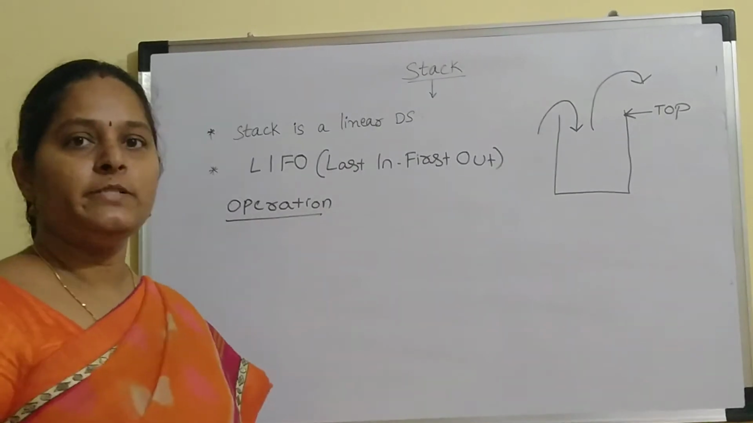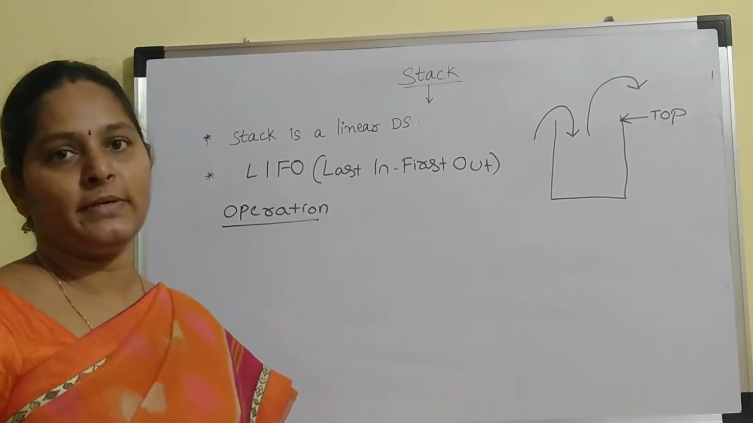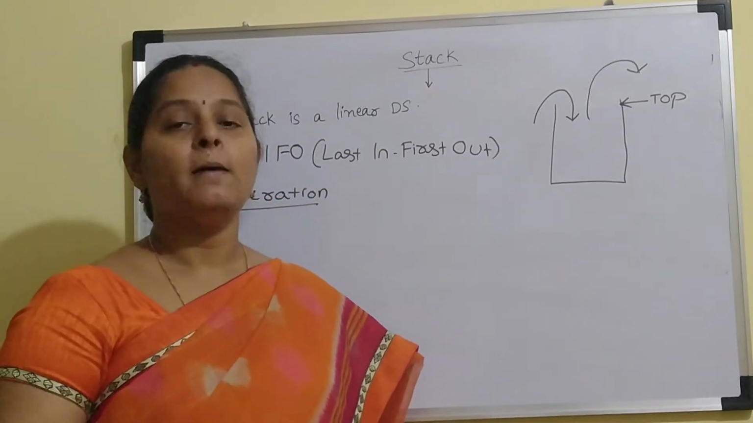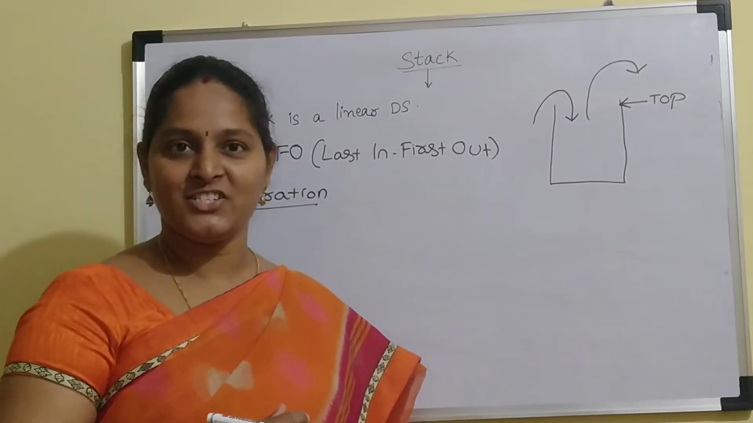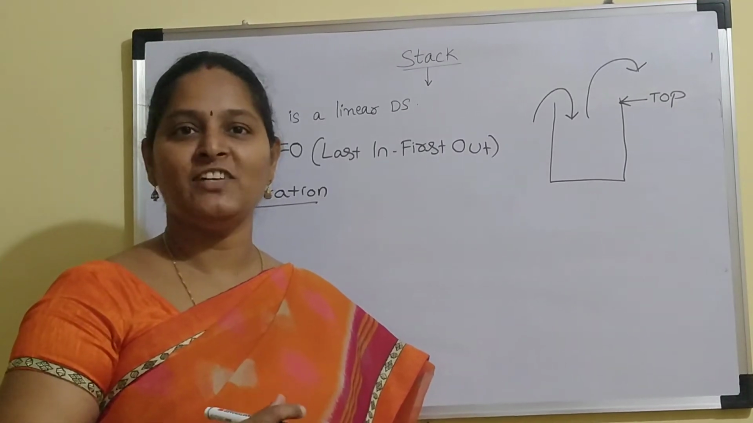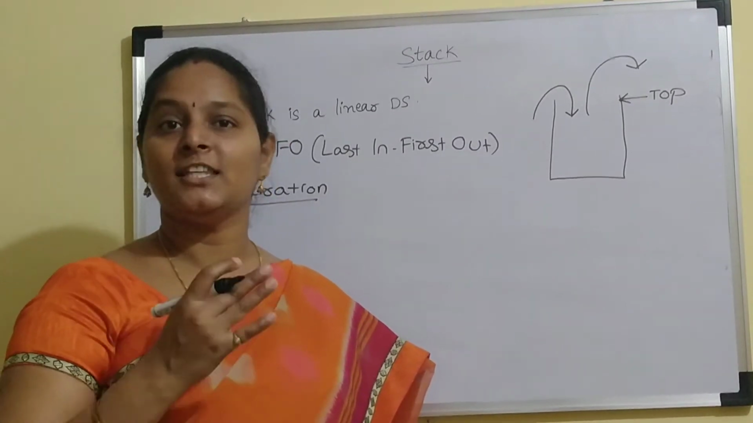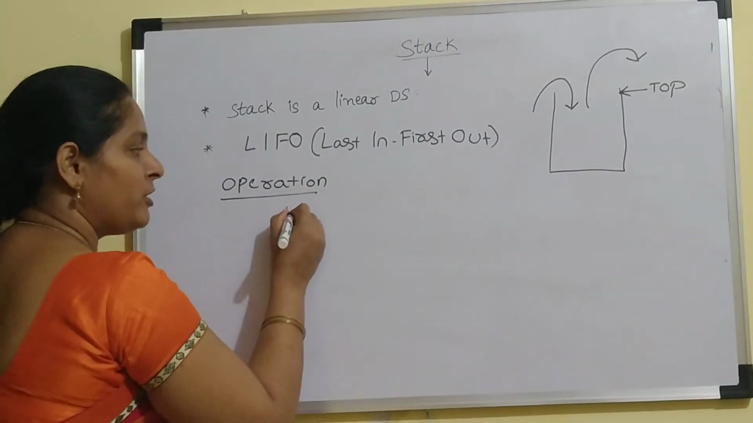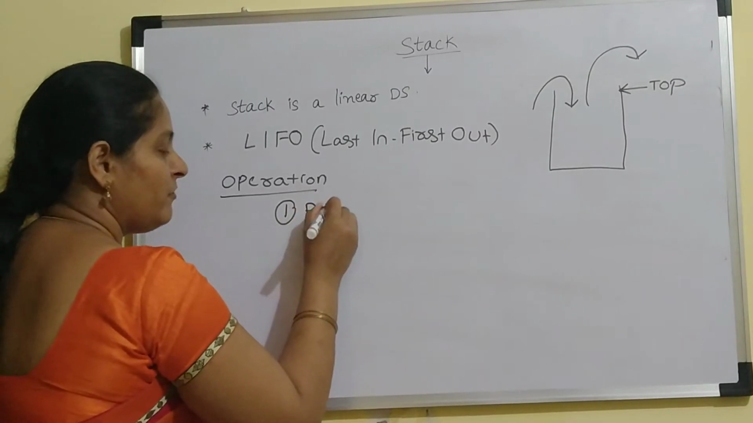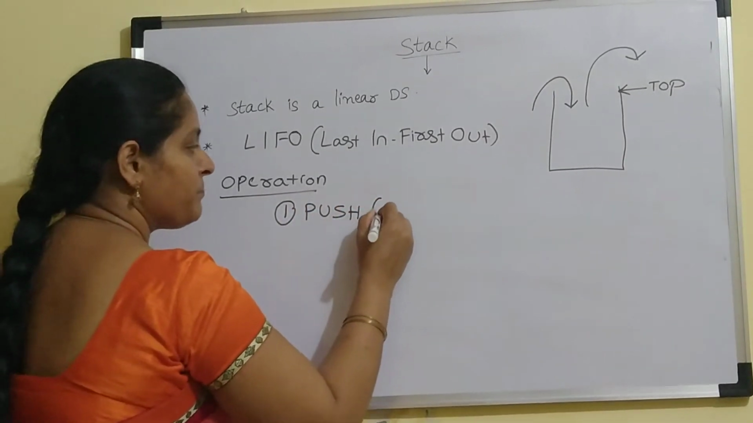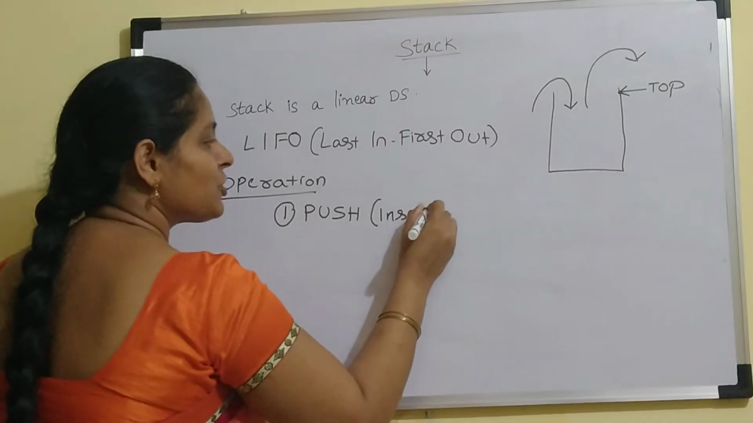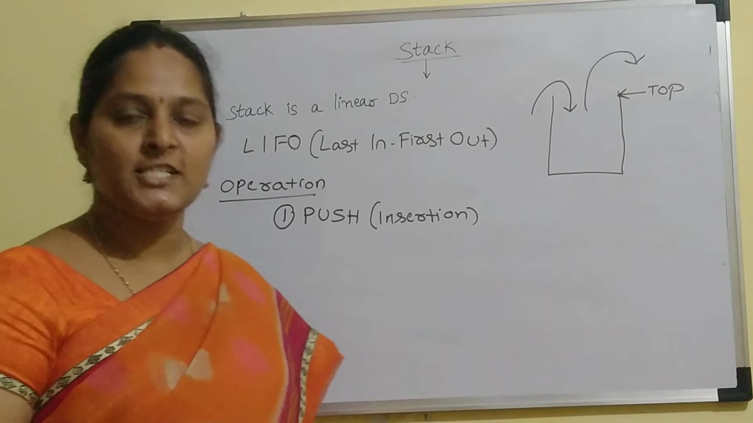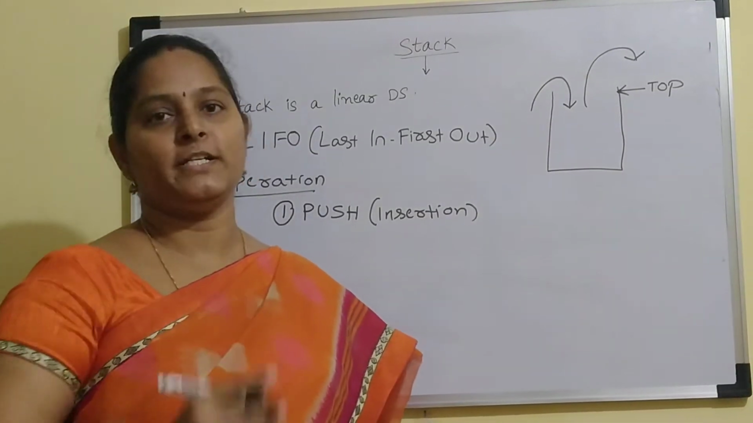On any data structure, mainly we will perform two operations. One is the insertion operation, the second one is the deletion operation. But when coming to the stack data structure, this insertion operation we call the push operation, and the deletion operation we call the pop operation. Let us see how to perform push and pop. First one is the push operation. Push operation means insertion operation. That means inserting the data elements into the stack is called the push operation.